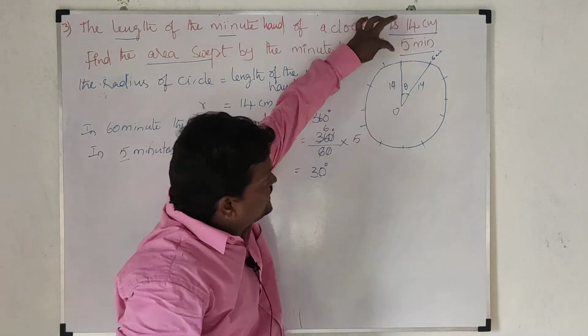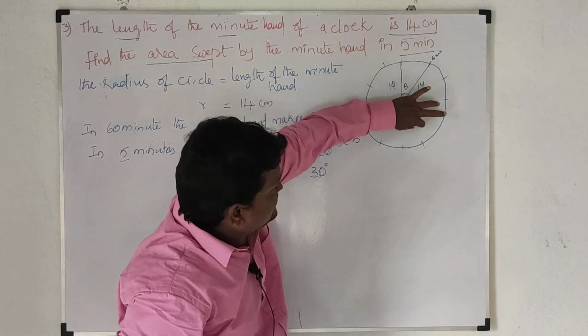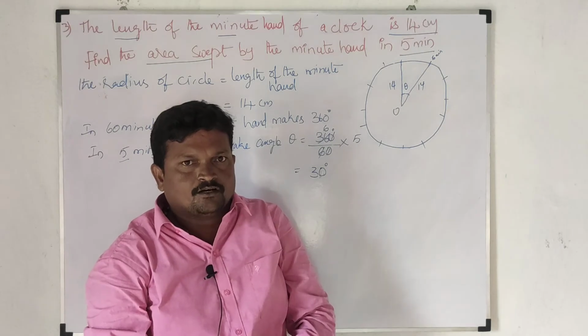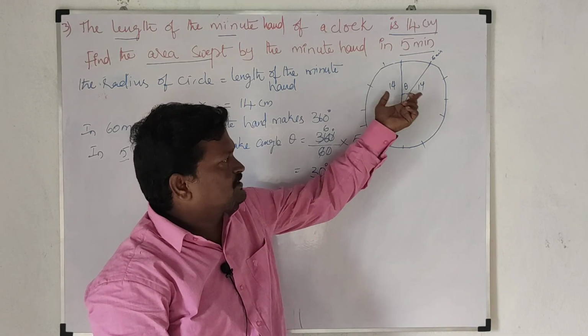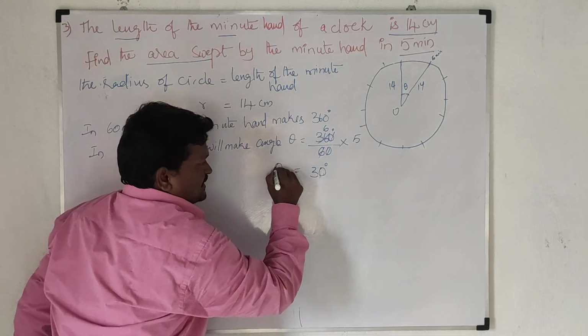So in 5 minutes, how much angle will it cover? 30 degrees. For each and every 5 minutes, how much angle will it cover? Theta, 30 degrees it will cover. So theta becomes 30 degrees.